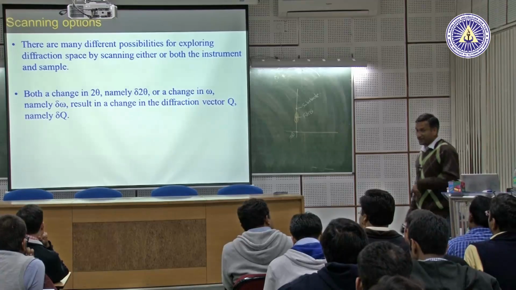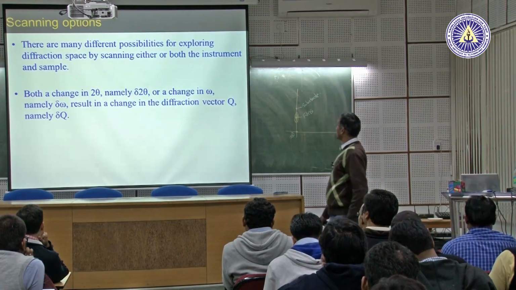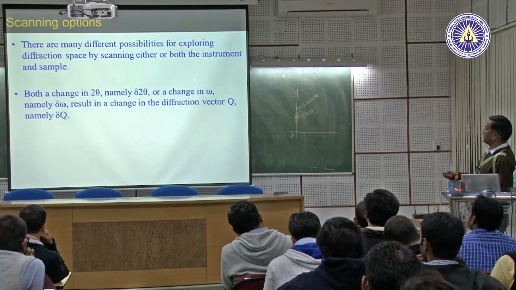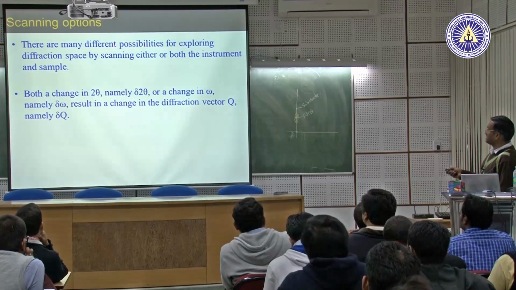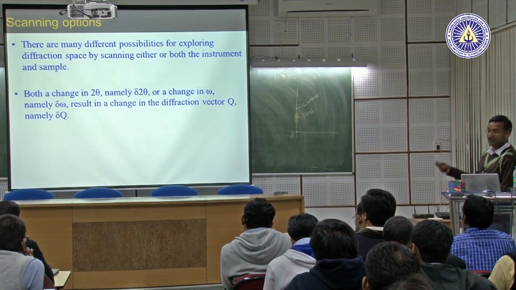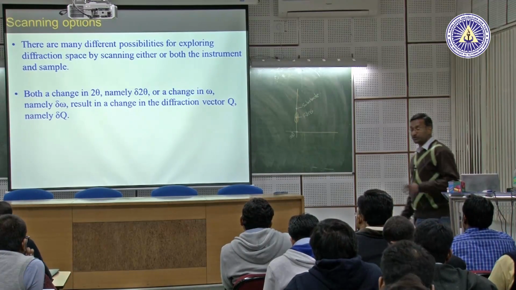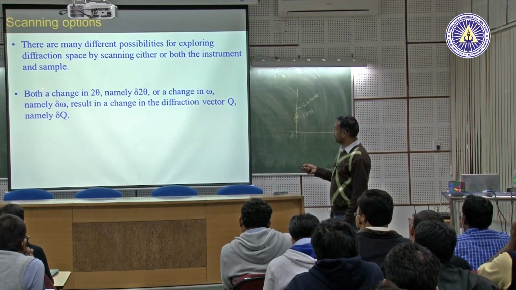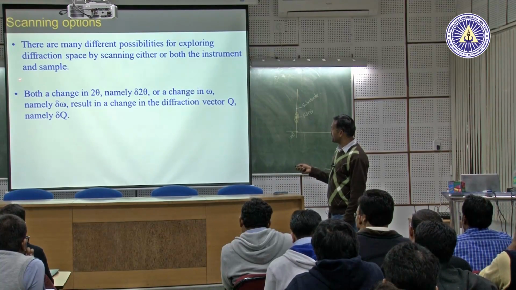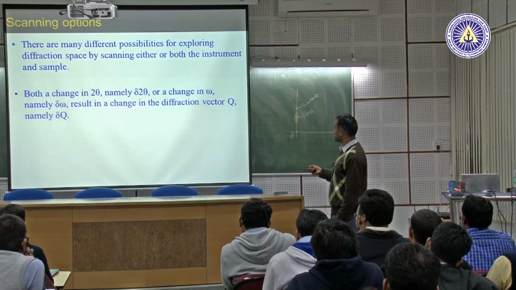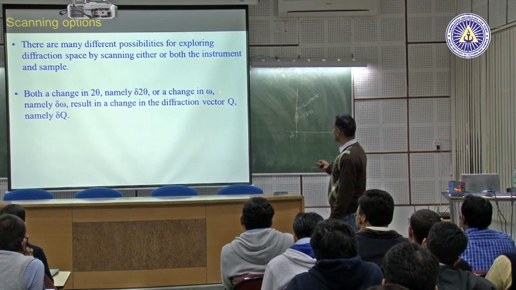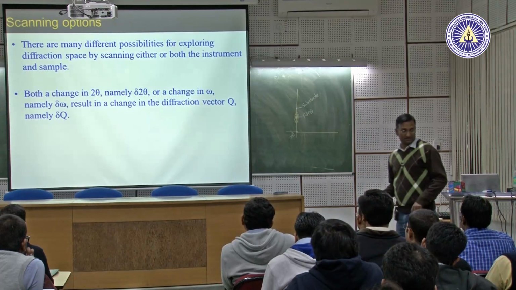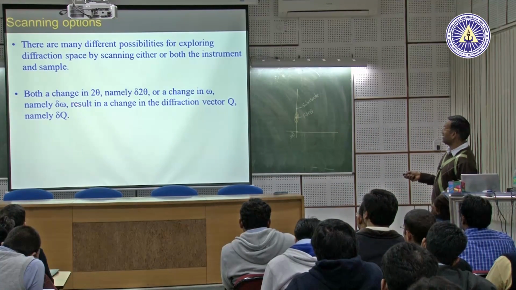So, let us say what are the scanning options. There are various different possibilities for exploring this diffraction space. You can either scan the instrument or you can scan the sample, and you can do this by adopting multiple strategies. For example, you can employ a little bit of change in 2 theta, let us say we define it as delta 2 theta, or we employ a change in omega, depicted by delta omega.